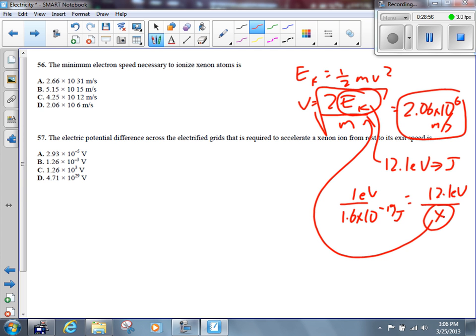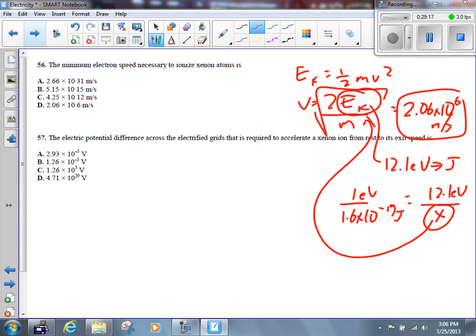It's the only one that could be the correct answer because it's the only one that has a speed that's less than the speed of light, 3 times 10 to the 8 meters per second. So we're not suggesting that that whole Ei equals Ef is not valid. It is valid. It just didn't help us.